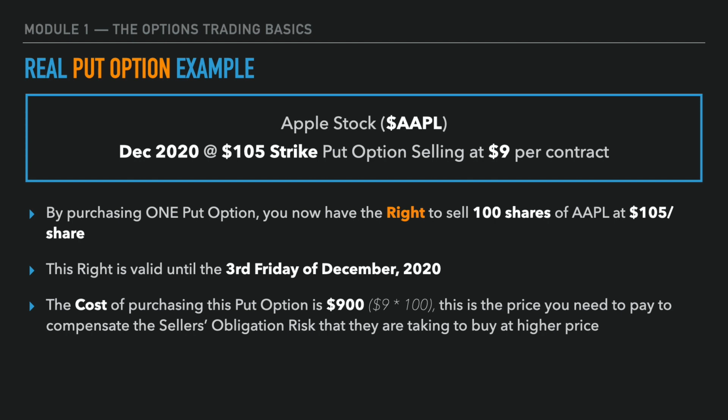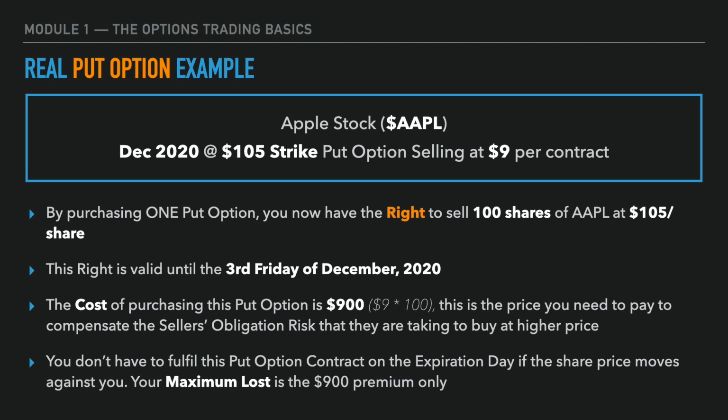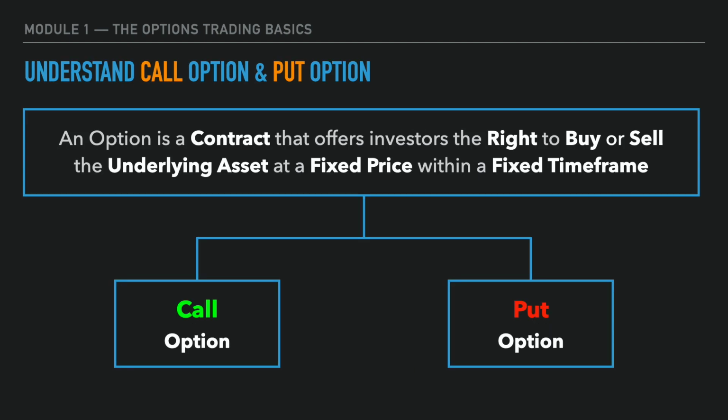This is the price you need to pay to compensate the seller's obligation risk that they're taking to sell you this insurance policy. Exactly the same as the call option. You don't have to fulfill the put option contract on the expiration date if the share price moves against you. Your maximum loss of buying this put option is only the total premium that you are paying, which is $900. Alright, I hope you guys fully understand how the call option and the put option works by now after these 2 examples. Call option is the option to purchase contract with the property owner when you are trying to buy a house, while the put option is the insurance policy to protect your house.